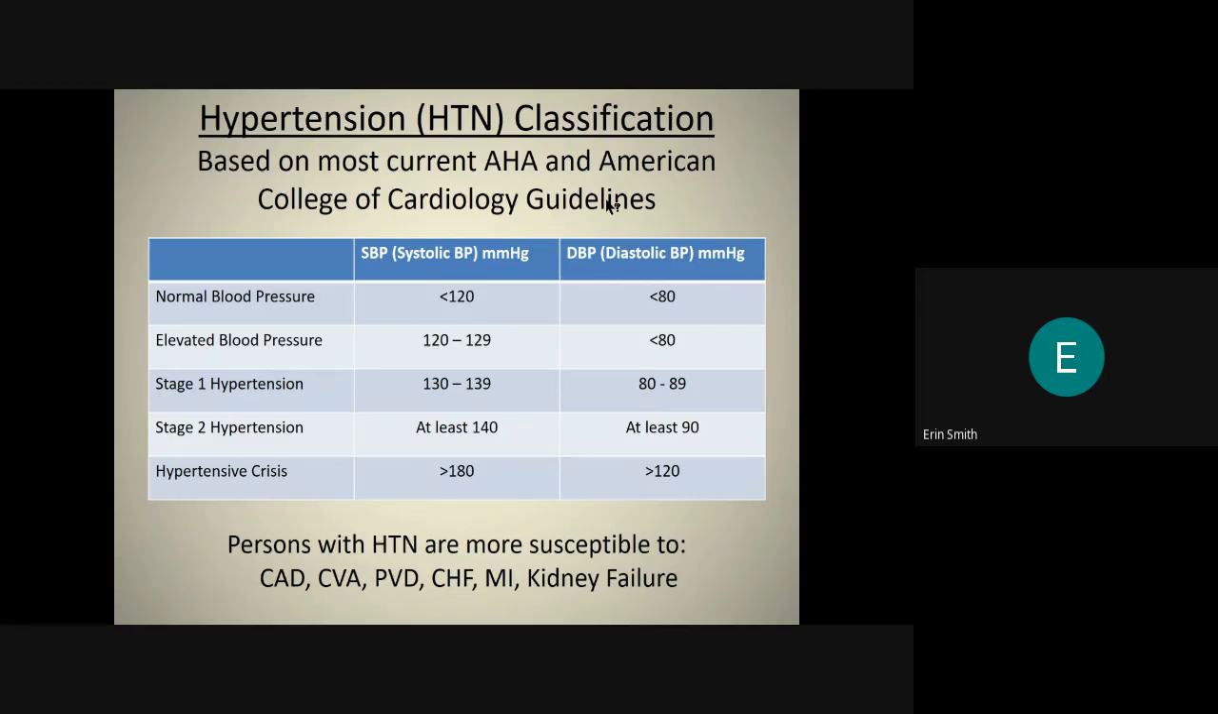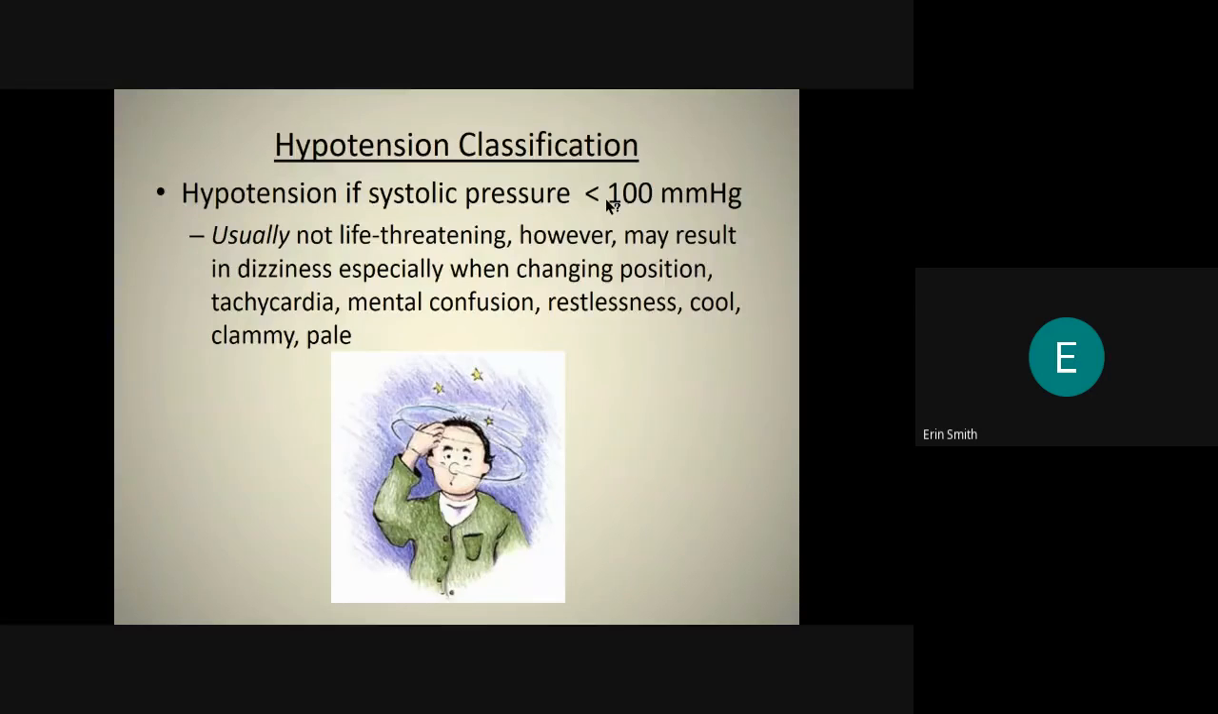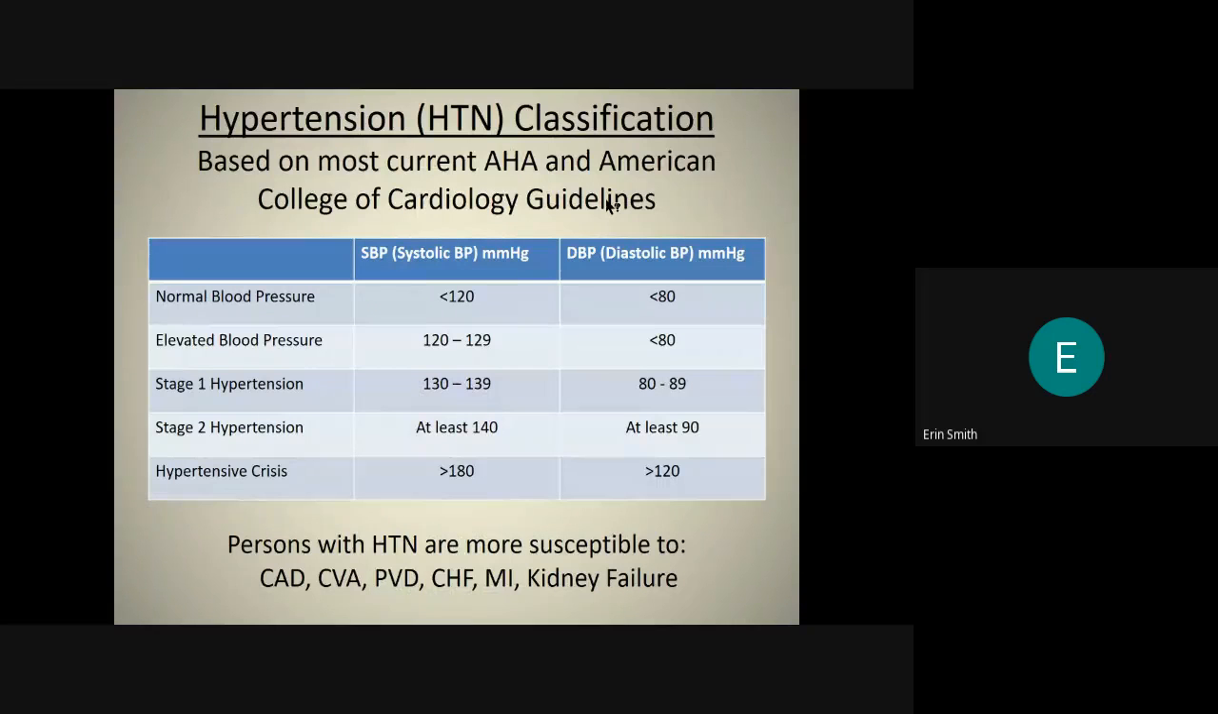Persons with hypertension are more susceptible to coronary artery disease, strokes, peripheral vascular disease, heart attacks, kidney failure, and congestive heart failure. So hypertension is definitely something not to take lightly. One thing you may hear said is that hypertension is considered a silent killer. What do you think that means? Why do you think hypertension can be considered a silent killer? I'll give you a couple of minutes to think about that.